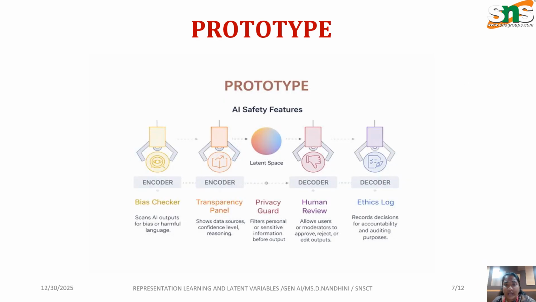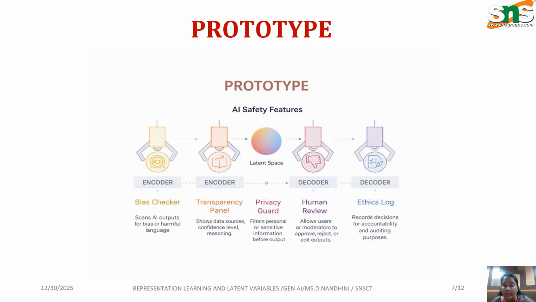Next is the prototype model. In this prototype, AI safety features such as encoder, decoder and latent space are available. The bias checker scans the AI output for bias in human language. The transparency panel shows the data source, confidence level and sources. The privacy guardian filters personal or sensitive information before output. Human review allows users or moderators to approve, reject or edit the output. The ethical log records the decision for accountability and auditing purposes.